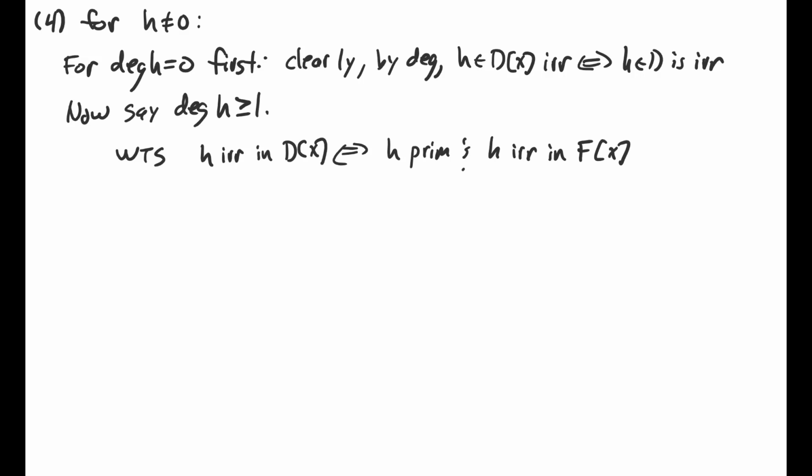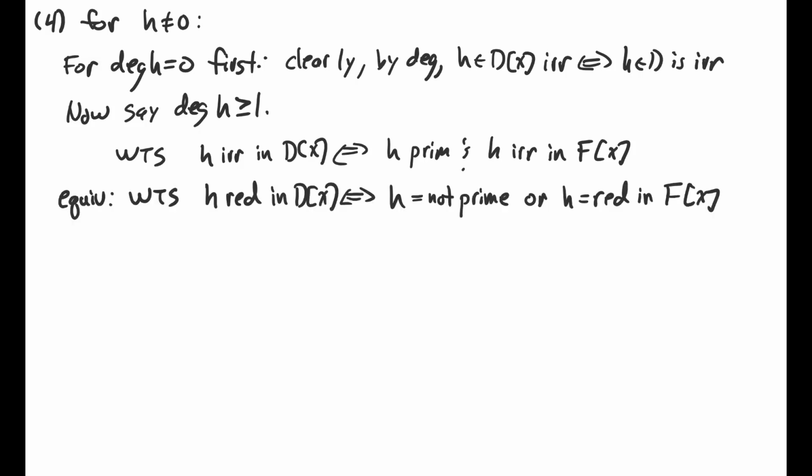All right, we want to show that h is irreducible in d of x if and only if it's primitive and irreducible in f of x. And of course, irreducible has to do with not factoring into anything except for units and associates. So we're going to prove the converse of both sides here. When we switch to the converse of both, this will give us some traction.